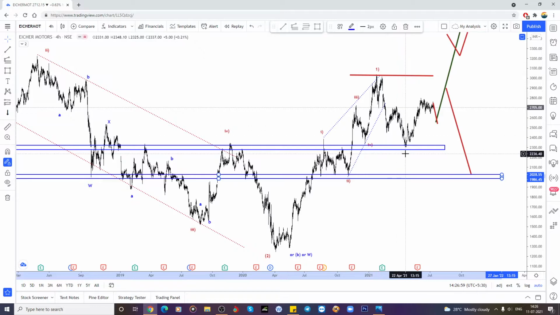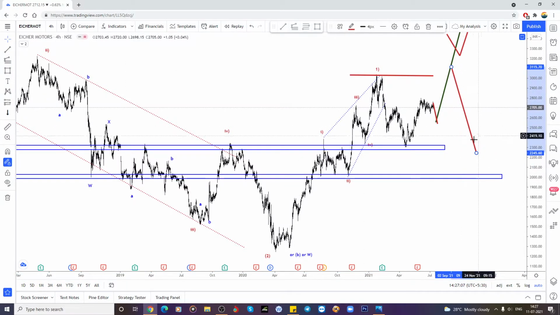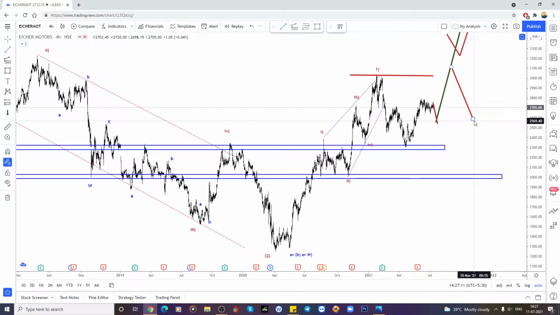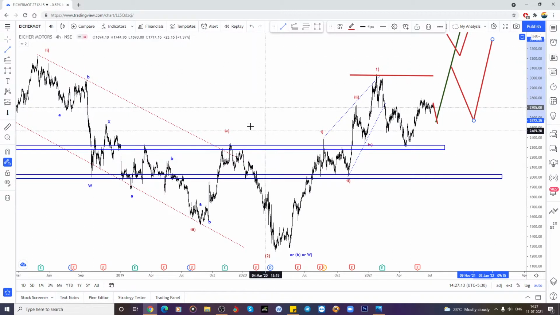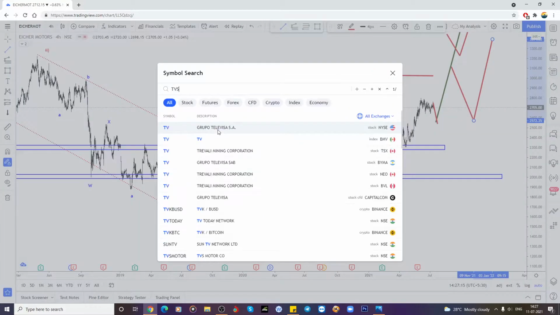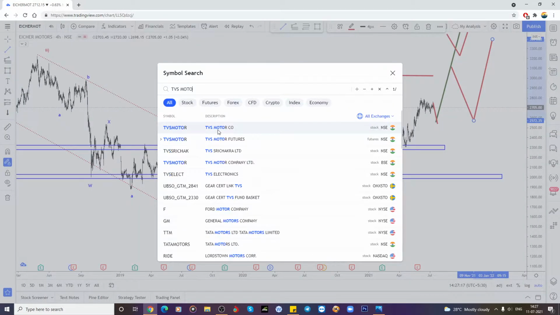Otherwise, if it is the end of the 2nd wave, this is an impulsive wave, mind that, and it could break the high also, and it can fall like this Maruti what I expect, and from here it can bounce also. So next is TVS Motor.